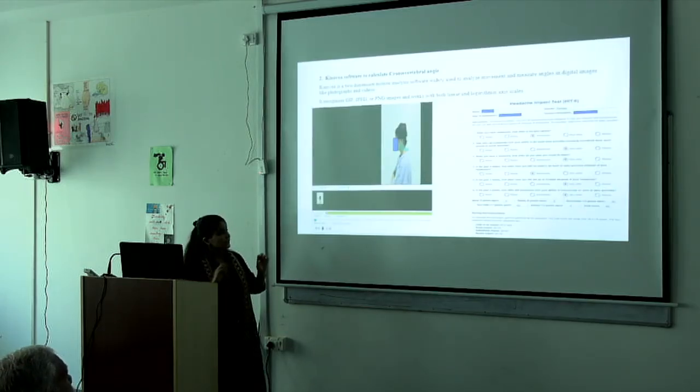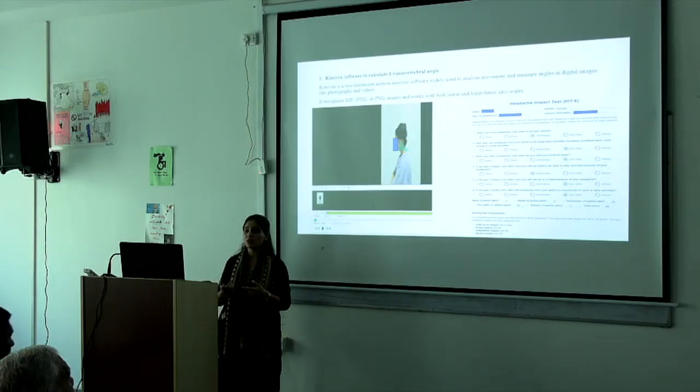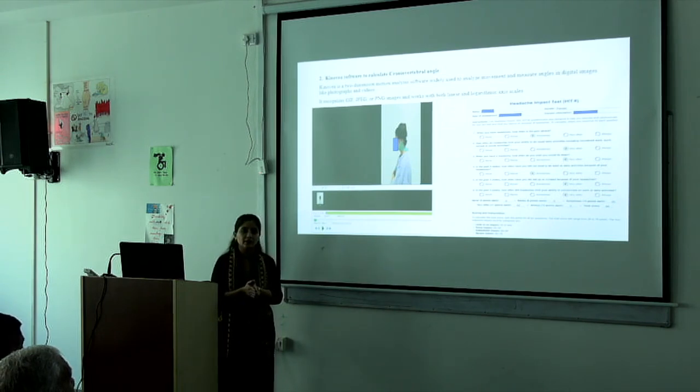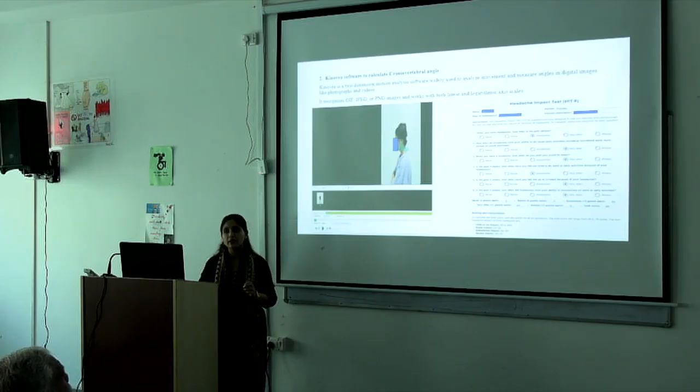Again, the second instrument that I used for the result analysis was a kinetic software to calculate the craniovertebral angle. Because we are talking again and again about the forward neck posture, we have to see whether these kinetic control exercises are also helpful to correct the forward head posture or not. So for that, I used a software which will tell whether the patient has a change in the forward neck posture.